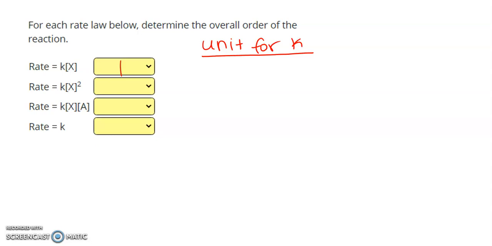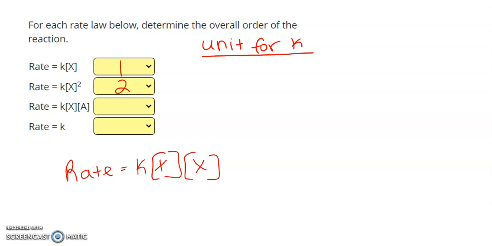If you look at the second one though, we have rate equals K times X squared. Now this time, because we have X squared, this is a second order reaction. Because it's not just X, it's X times X, right? Because this could be written, rate equals K times the concentration of X times the concentration of X, it's X squared. So that's a second order reaction.